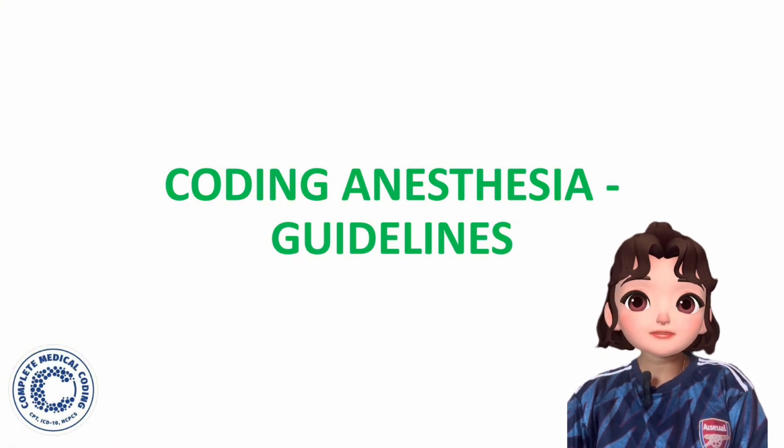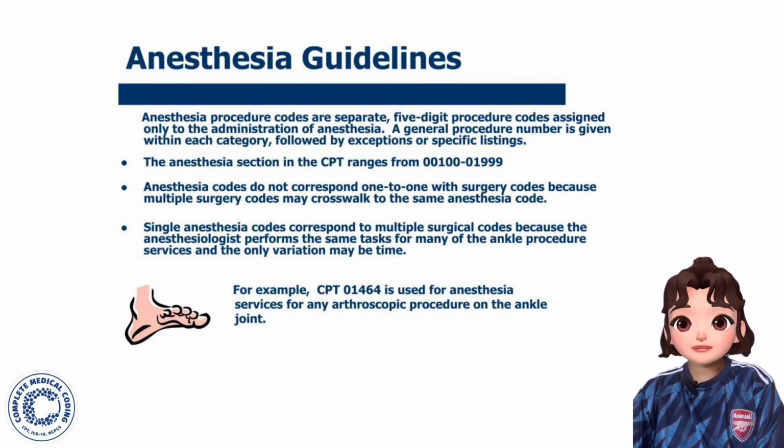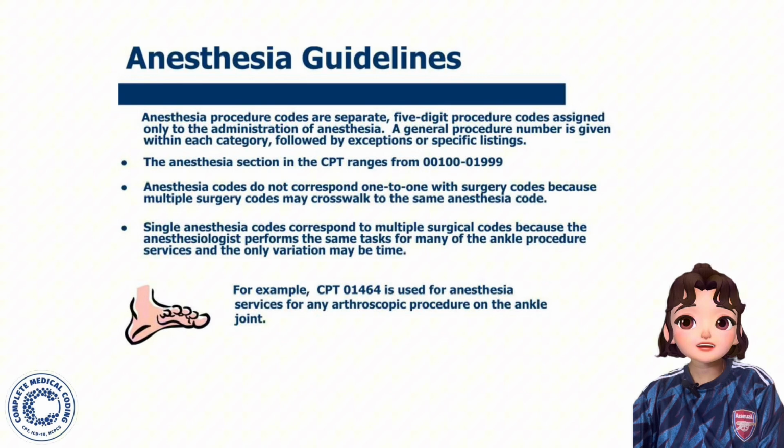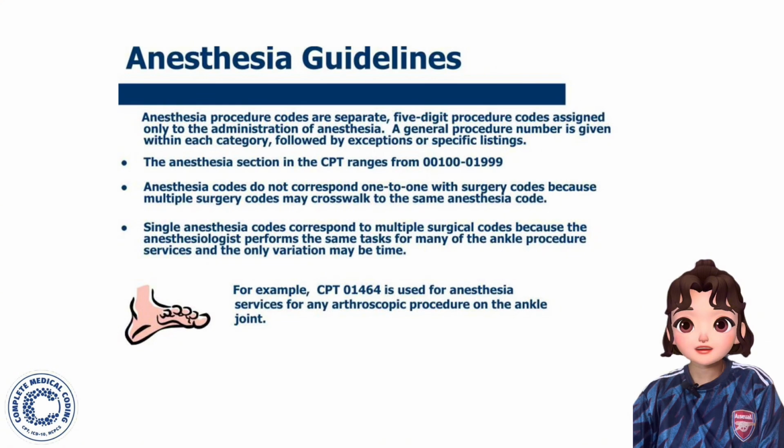So let's go to the guidelines. Anesthesia guidelines. Anesthesia procedure codes are separate 5-digit procedure codes assigned only to the administration of anesthesia. So anesthesia codes, as you know, are 5-digit procedure codes, and these codes are assigned only to the administration of anesthesia. Only for administering anesthesia will we use anesthesia codes.